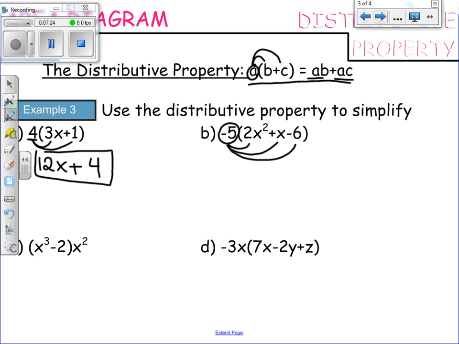Negative 5 in the first time, negative 5 times 2x is negative 10x squared. Negative 5 times x, the second time we bring it in, is minus 5x. And negative 5 times negative 6 gives you positive 30.